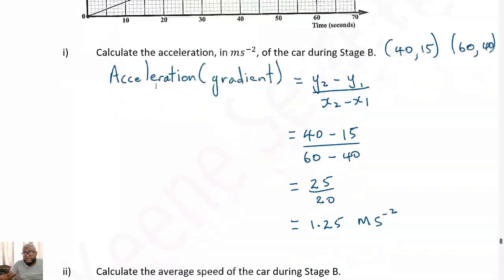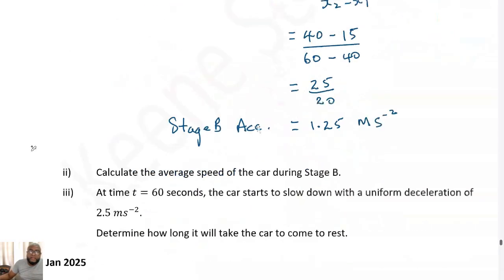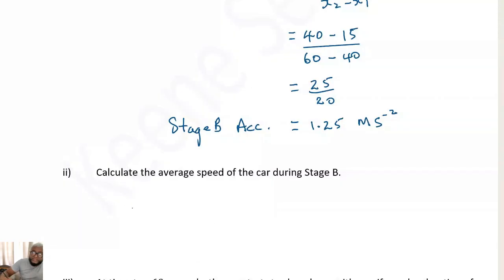Right, that's my acceleration for stage B. Right, this is stage B acceleration. Right, calculate the average speed of the car during stage B. So you're going to work with stage B. Average speed is equal to distance over time.